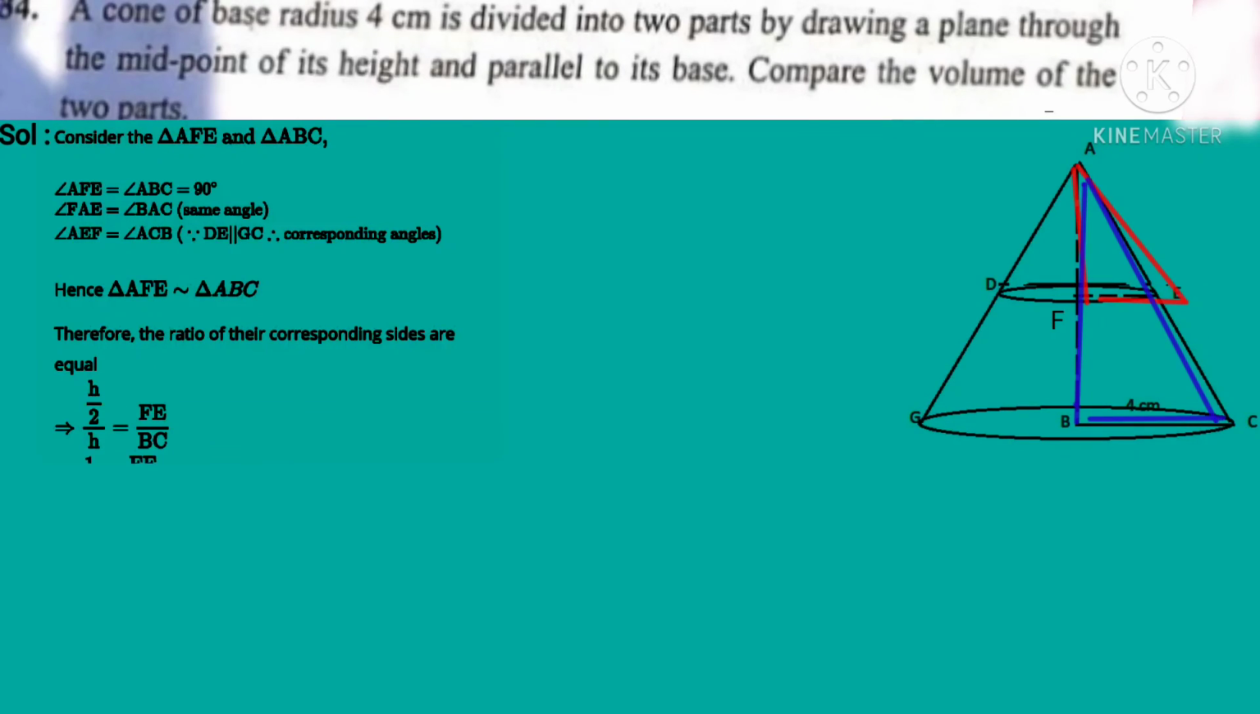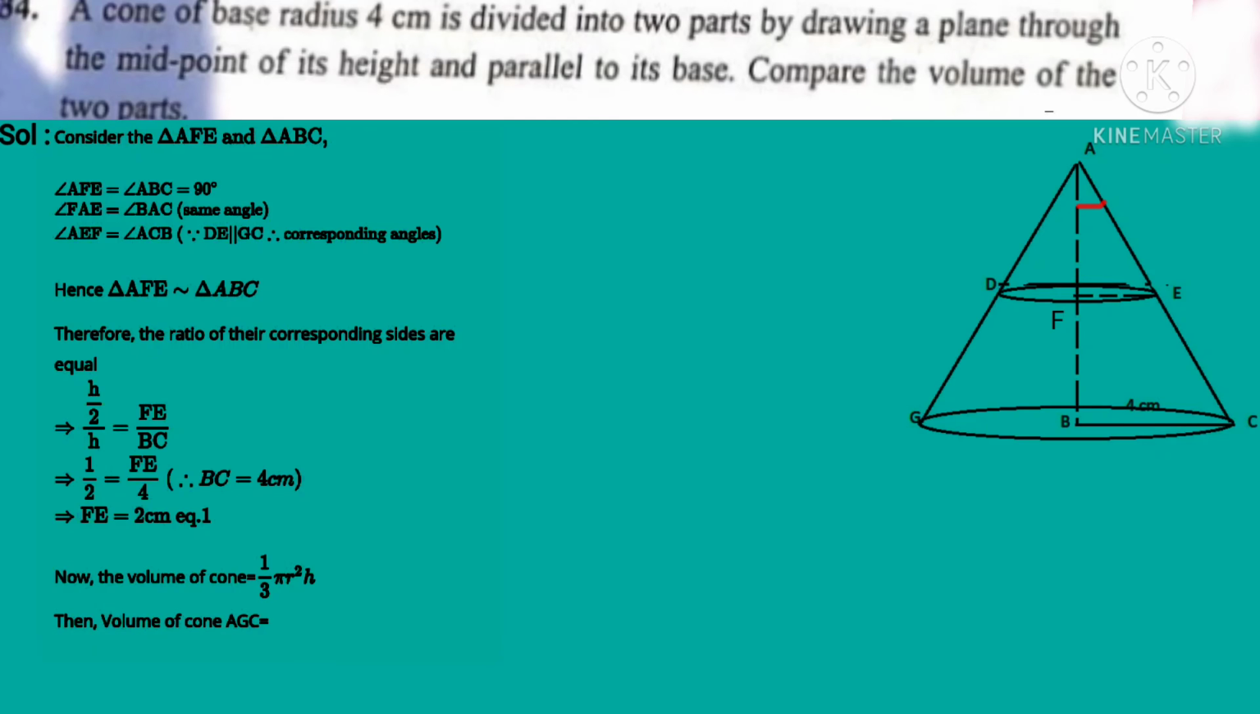So here angle AFE is equal to angle ABC is equal to 90 degrees, and angle A is common, same angles, and angle AEF is equal to angle ACB, because DE is parallel to GC, therefore their corresponding angles are equal. So hence triangle AFE is similar to triangle ABC, therefore the ratio of their corresponding sides are equal. That is AF by AB is equal to FE by BC.